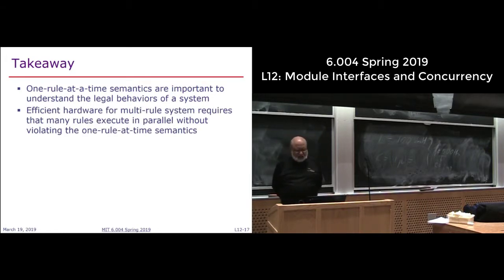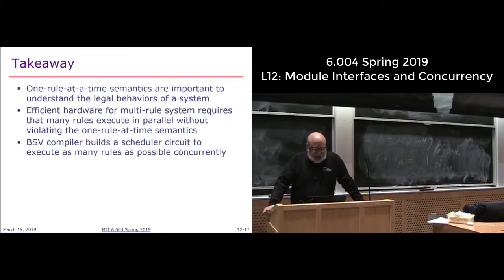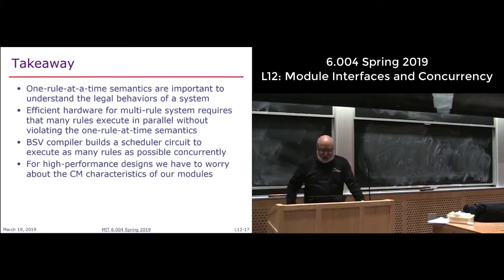Efficient hardware for multi-rule systems requires that many rules execute in parallel without violating the one rule at a time semantics. The BSV compiler builds a scheduler circuit to execute as many rules as possible concurrently. And for high performance design, we have to worry about the CM characteristics of a module. So in the last slide, I want to show you how serious this issue is. What I mean is that we have to worry not just about writing the code, we have to see what its CM is.